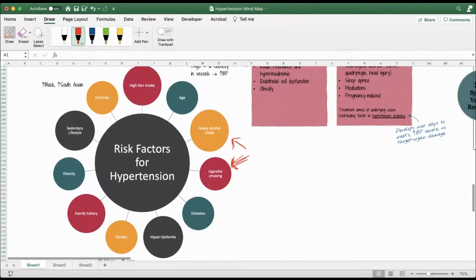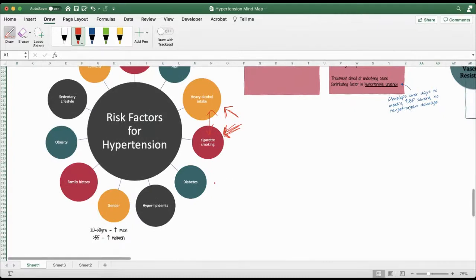I don't think I had anything like that on the NCLEX, but I do know that in school, those select all that apply questions come up a lot, and don't waste your time thinking about simple things like this. You know, alcohol and cigarette smoking is bad, right? It's going to make all of that stuff worse. Diabetes, hyperlipidemia. In terms of gender, in the younger years, between 20 and 50, it's more likely that men will have hypertension, but as they get older, over 55, it's more likely that women will have hypertension. This probably has to do with hormone changes. I don't know exactly, but this is just something to remember.